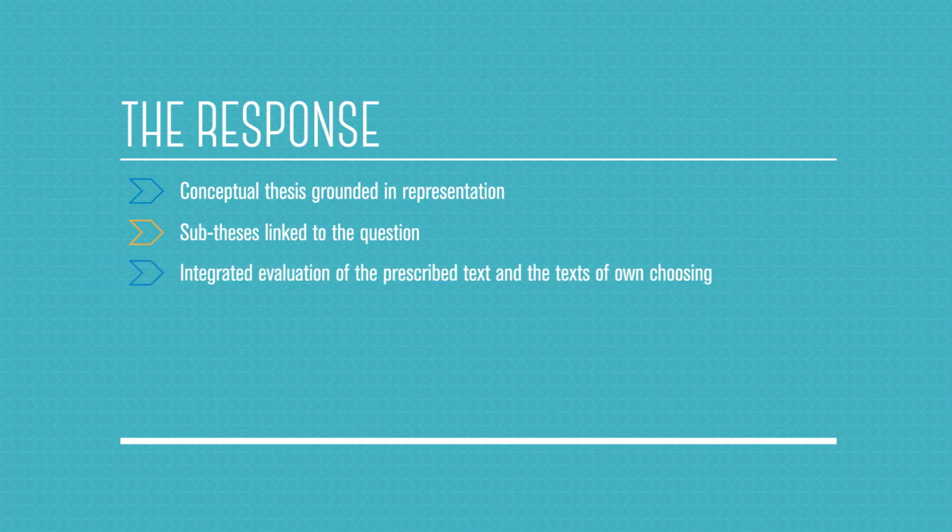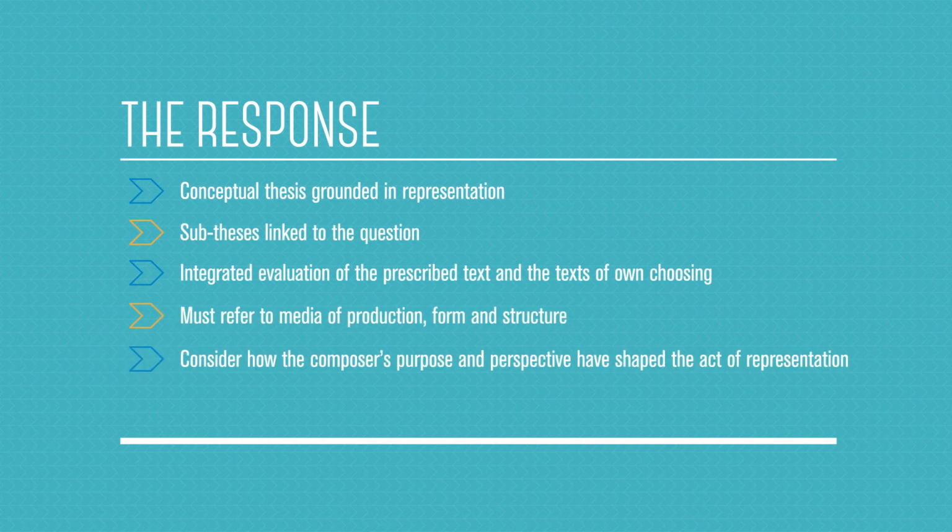You're going to integrate your evaluation of the prescribed text and a text of your own choosing. You must refer to medium production, form and structure, and you must consider how the composer's purpose and perspective have shaped the act of representation. And you're going to balance this out with textual analysis. Again, this is not a litany of spotting techniques of language. This is just going to be ideas with evidence because you're looking at how the ideas are represented.